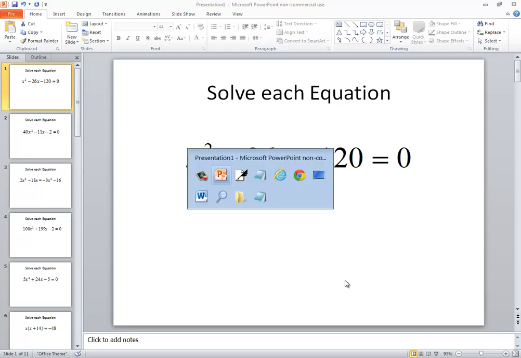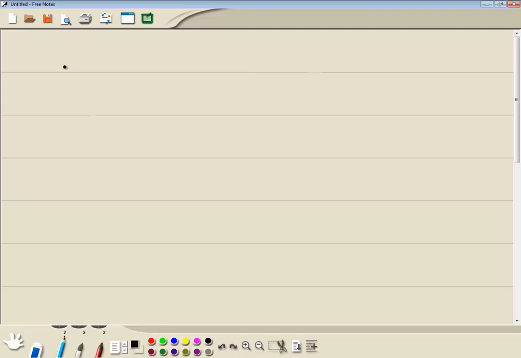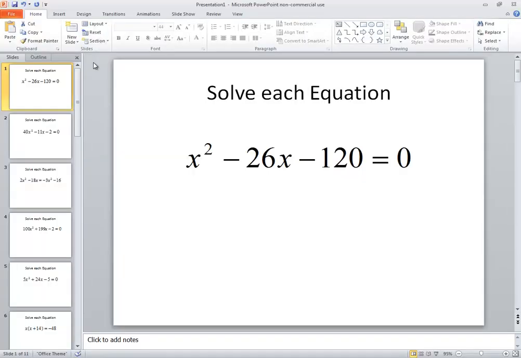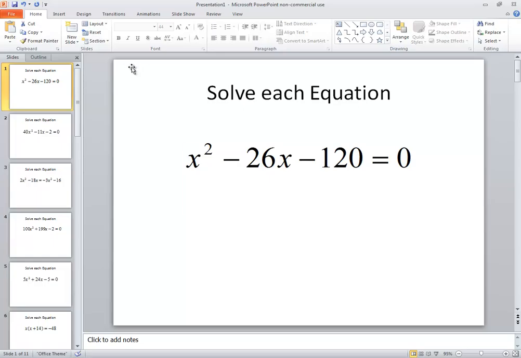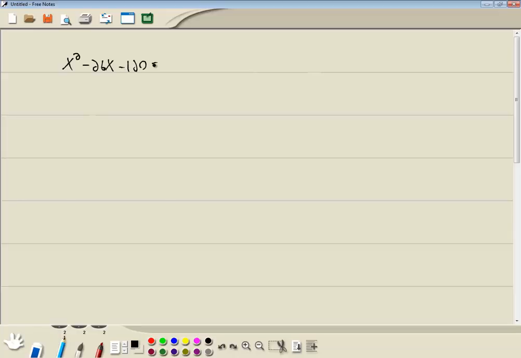Let's take a look at this problem. We got x squared minus 26x minus 120 equal to 0. Okay, the zero factor property says first you have to get 0 on one side, which we have. Then you need to factor the other side.